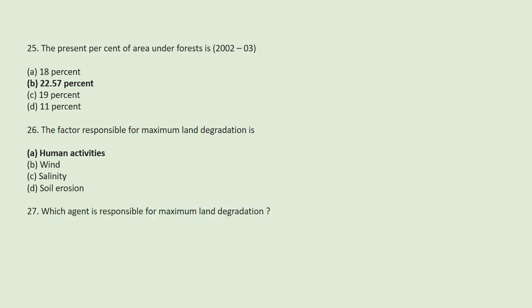Question 27. Which agent is responsible for maximum land degradation? A. Wind, B. Water, C. Glaciers, D. Overgrazing. Option B is the right answer. Water is responsible for maximum land degradation.